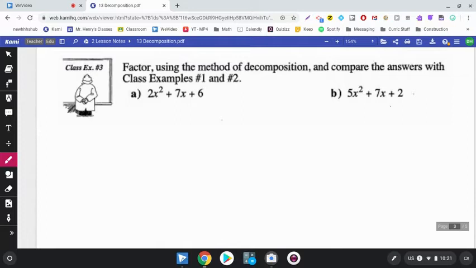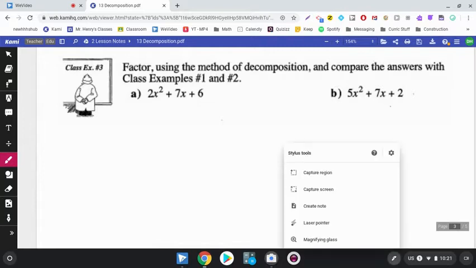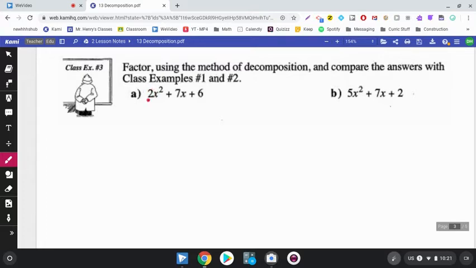So class example number 3, and we're going to do A. 2x squared plus 7x plus 6. Before I get started, look for a common factor. Can I factor out a GCF? No. But always, always, always, always, always look for a common factor. Okay, well, I noticed that it's a 2x squared, so I can't use inspection. I can only use inspection when it's just x squared, 1x squared, but this is something different. So I'm going to do decomp.